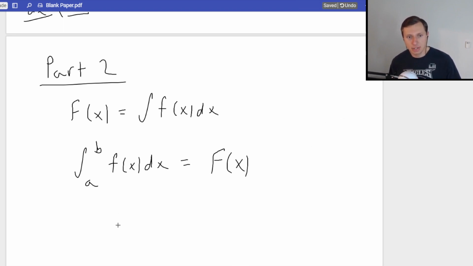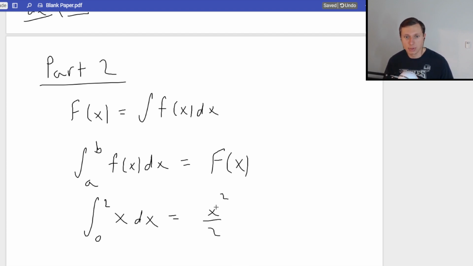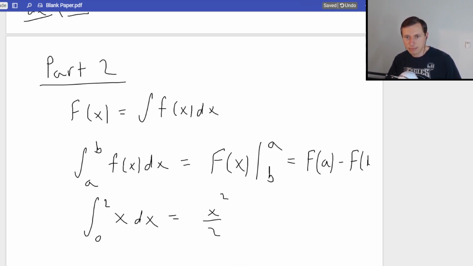So let's just give a quick example just to show you. If I have, let's say, the integral from 0 to 2 of x dx, we already saw this problem earlier today. I know the antiderivative is x squared over 2. That's what capital F of x is. It's just saying whatever the antiderivative is, that's what capital F of x is. Now again, since this is a definite integral, I'm going to say evaluated from a to b, and then I'm going to finish up writing this by saying capital F of b minus capital F of a.